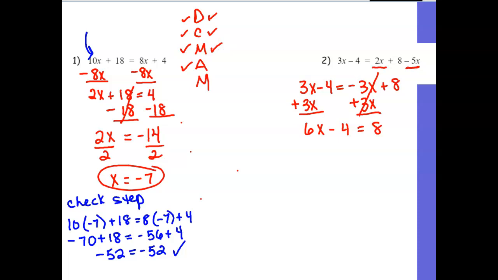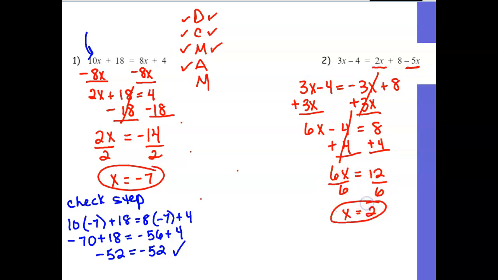I want to isolate my variable x, so I'm going to add or subtract the constant. In this case, I'm going to do the opposite. I'm going to add 4 to both sides. And when I do that, I get 6x is equal to 12, because my negative 4 and positive 4 cancel out. My final step is to divide by 6. My x is 2.